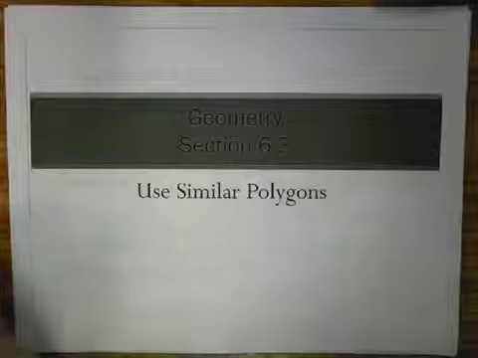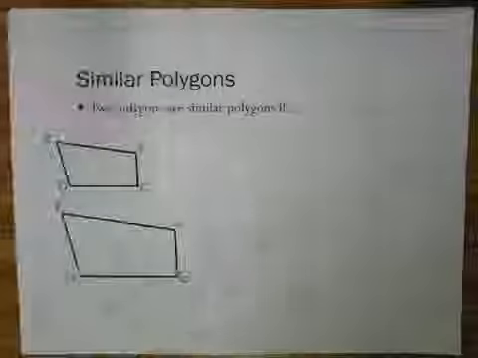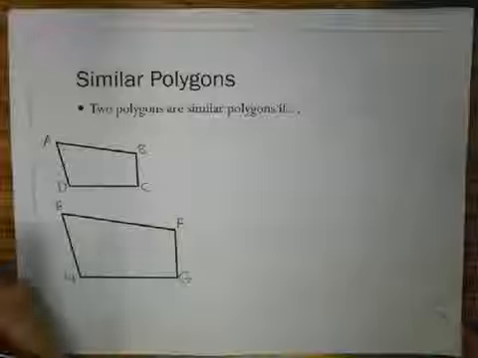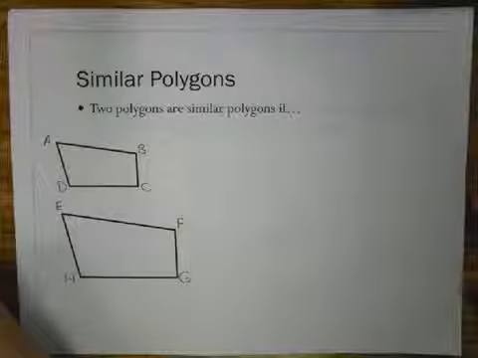Section 6.3 looks at similar polygons. This is our introduction to what similar polygons are. We see our first glimpse of solving with them, and this is leading to identifying similarity by our three methods, which is in the next two sections. So let's start with what similar polygons are.